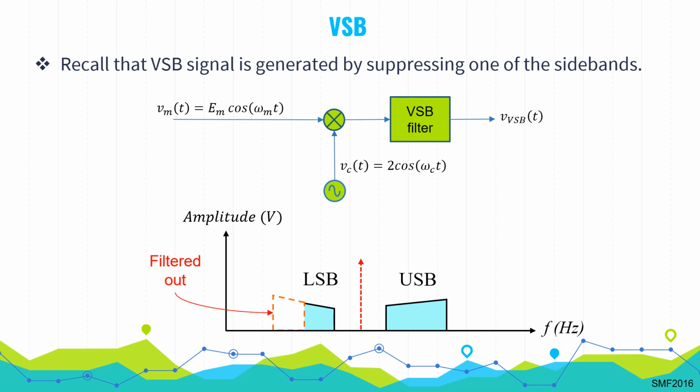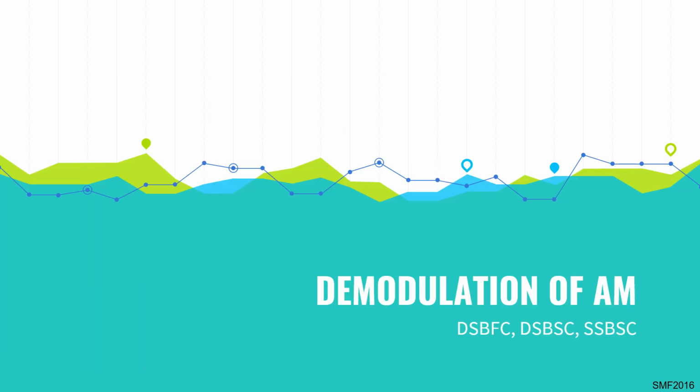Now let's discuss the generation of VSB, vestigial sideband signals. VSB signals are generated by suppressing one of the sidebands using a VSB filter. The modulating signal, V sub m of t, and the carrier signal, V sub c of t, are combined and pass through the VSB filter. The filter suppresses one sideband and allows the other sideband and a portion of the carrier to pass through. The output of the VSB filter is the VSB signal, which contains: one, one fully transmitted sideband, two, a portion of the other sideband, and three, a portion of the carrier. This technique is commonly used in television broadcasting to conserve bandwidth.